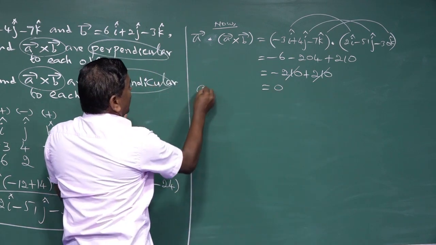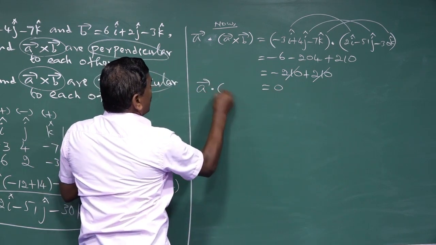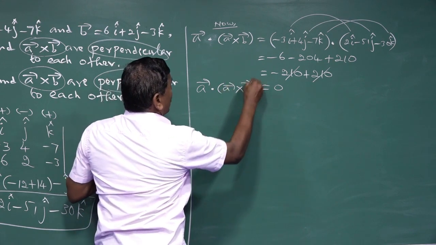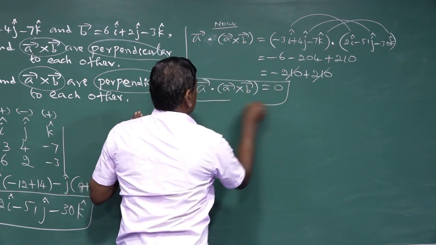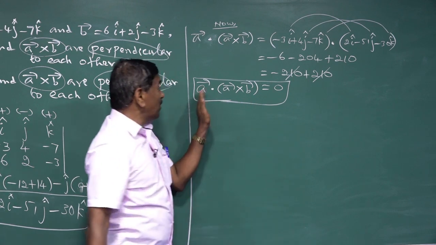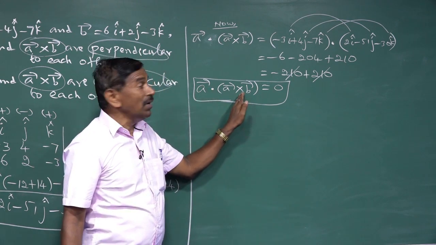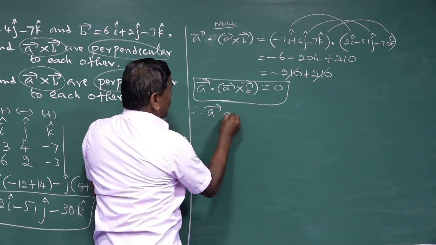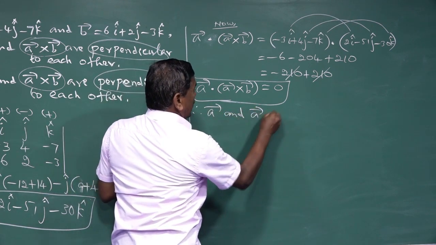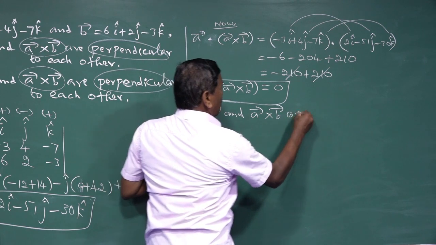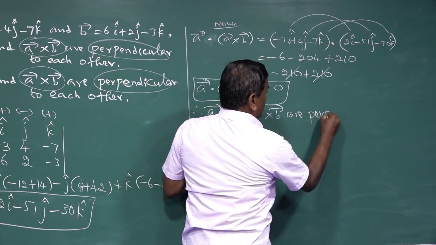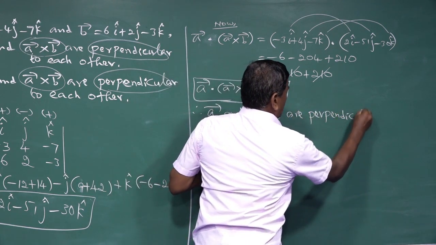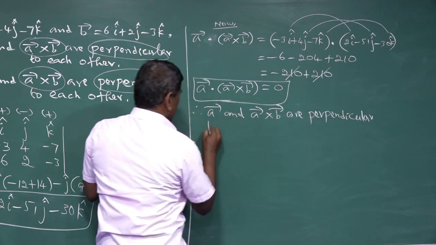A vector dot A cross B equals 0. Therefore, A vector and A cross B are perpendicular to each other.